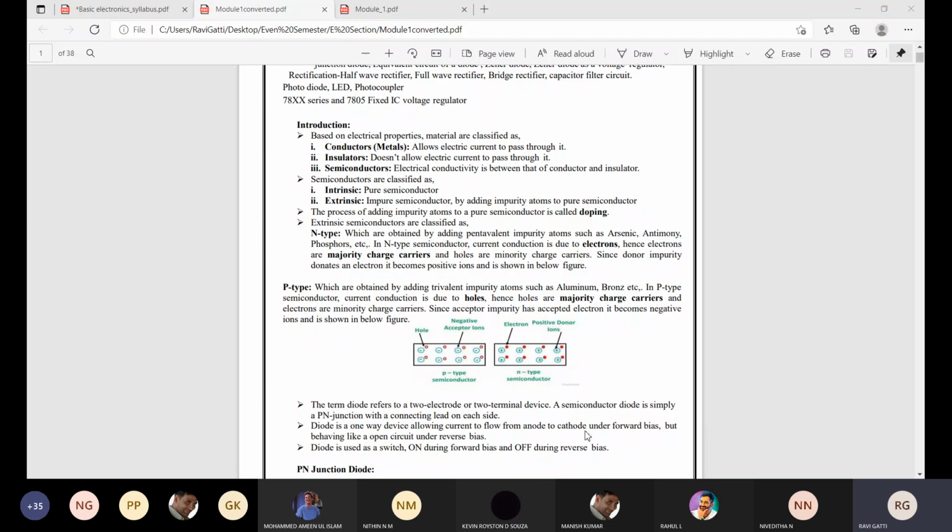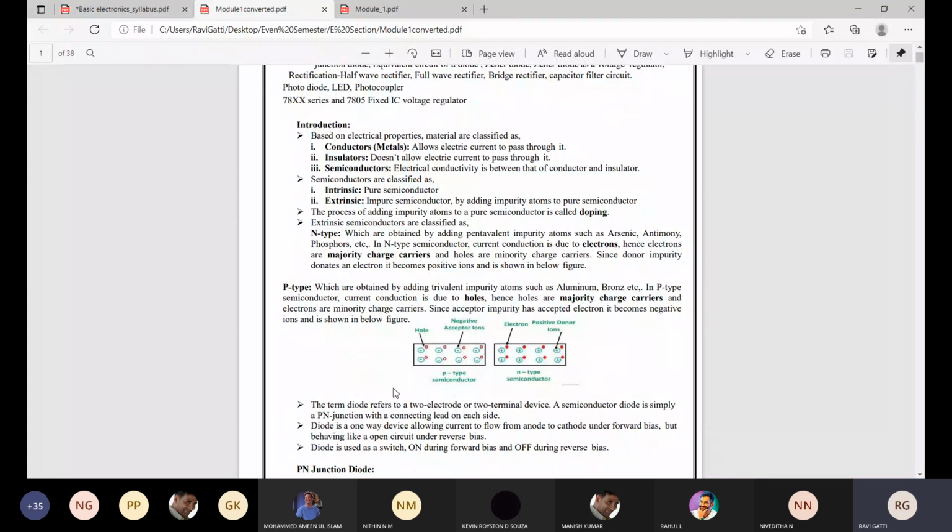Because of this phenomenon, metals or any material will exhibit conductivity. So if you want to exhibit any electrical conductivity, then an atom must have free electrons. What do we mean by free electrons? The electrons which are in the conduction band, we call them free electrons.